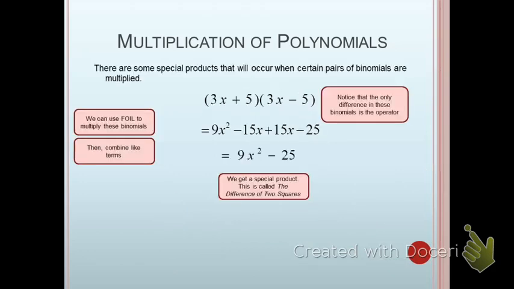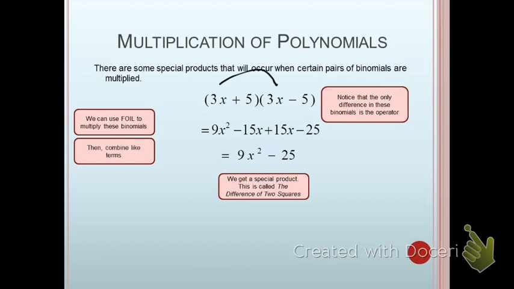Sometimes when we're multiplying two binomials together, they take on a special pattern, so we end up with a special product. Notice these two binomials that we're going to multiply together. They only differ by their sign in the middle. We call these conjugate binomials. So we can still use FOIL to multiply these.